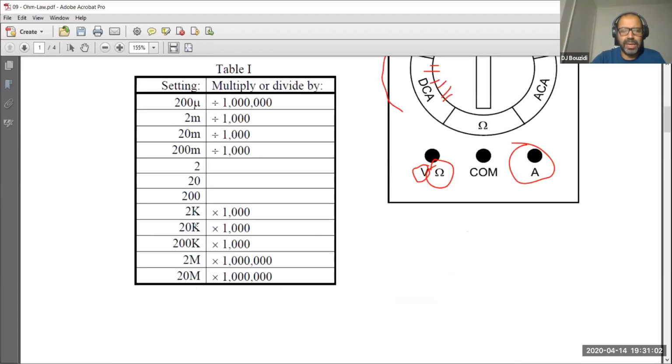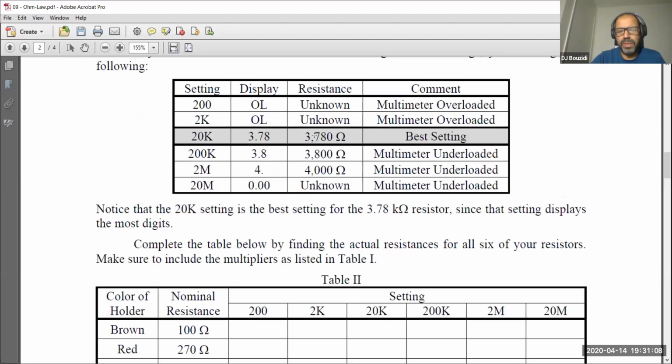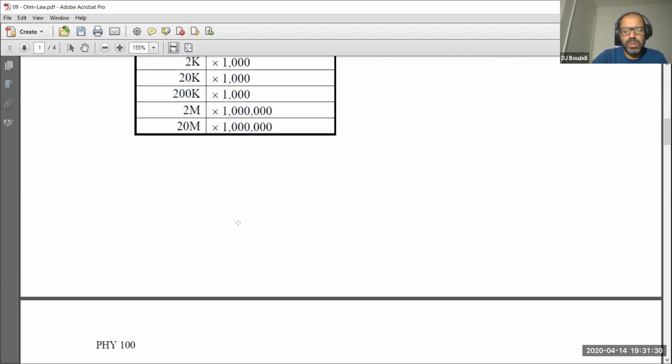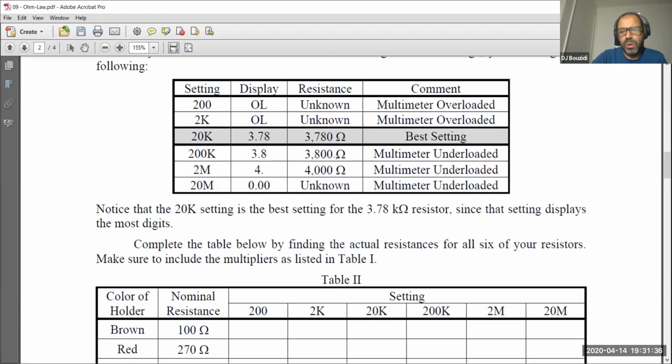So if it's a 20K, you multiply it by 1,000. So in this case, it's going to tell you, hey, it's 3,780 ohms. You have 3 sig figs in here, because this 0 is not a significant figure. So in this case, you have good enough sig figs. But if you put it on a 200 now, it's telling you 3.8. Again, for 200K, you multiply it by 1,000. Once you multiply it by 1,000, 3.8 gives 3,800 ohms. So this is fine, but in this case, you have fewer sig figs. You have only 2 sig figs versus the first one.